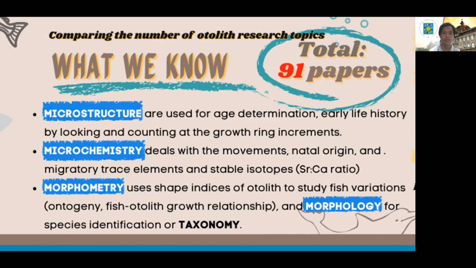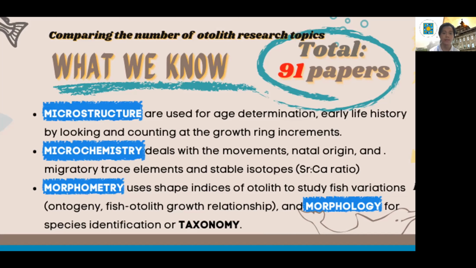First, microstructural analyses are used for age determination and early life history. These are determined by looking at and counting the growth ring increments in the otoliths. Microchemical analysis deals with the movements and natal origin of fishes, using migratory trace elements and stable isotopes in the otolith. The strontium to calcium ratio is commonly used in this kind of study.